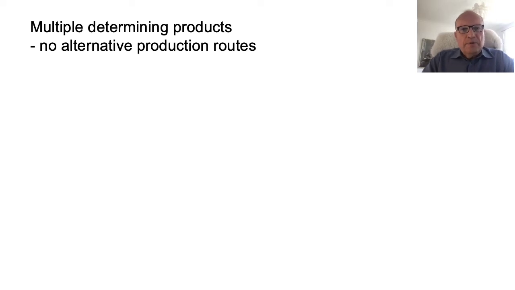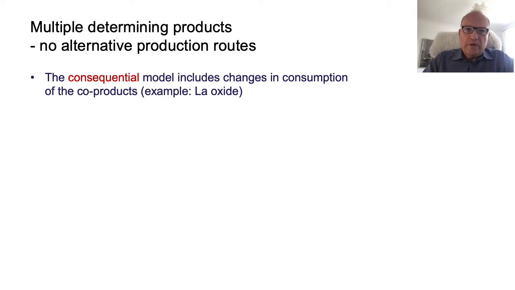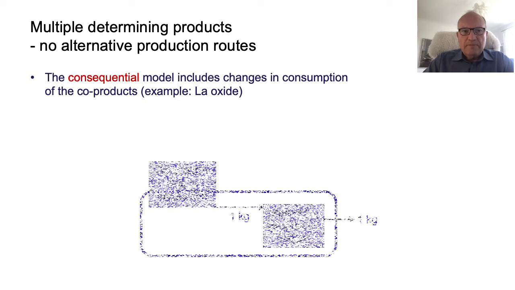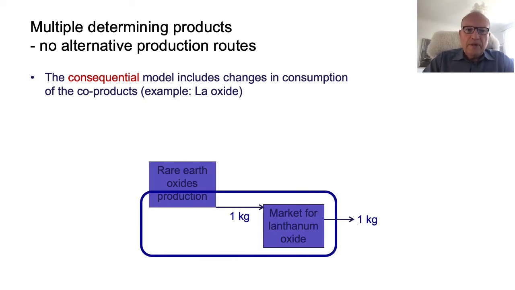In the case with multiple determining products with no alternative production routes, the consequential model includes changes in consumption of the co-products. The example that I could find in the Ecoinvent database is that of lanthanum oxide. That's a rare earth oxide, and in the attributional version, the allocation of the rare earth oxide production supplies only 0.352 kilograms of lanthanum for each kilogram of lanthanum out.